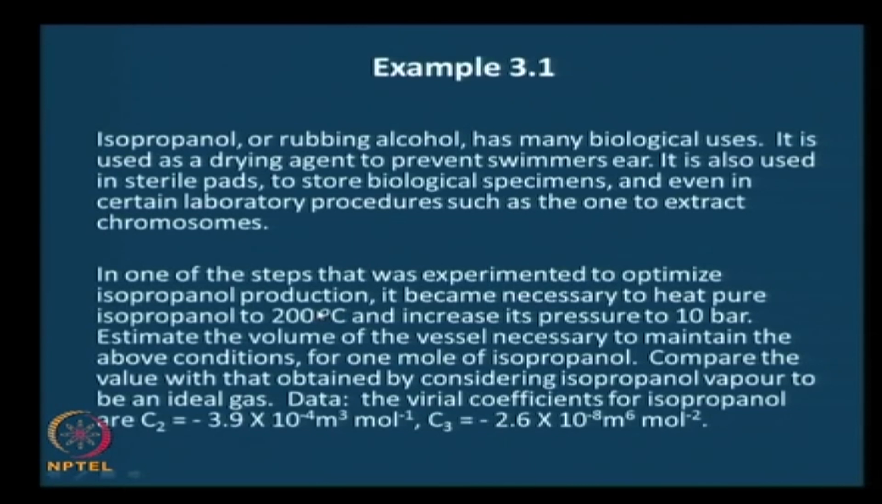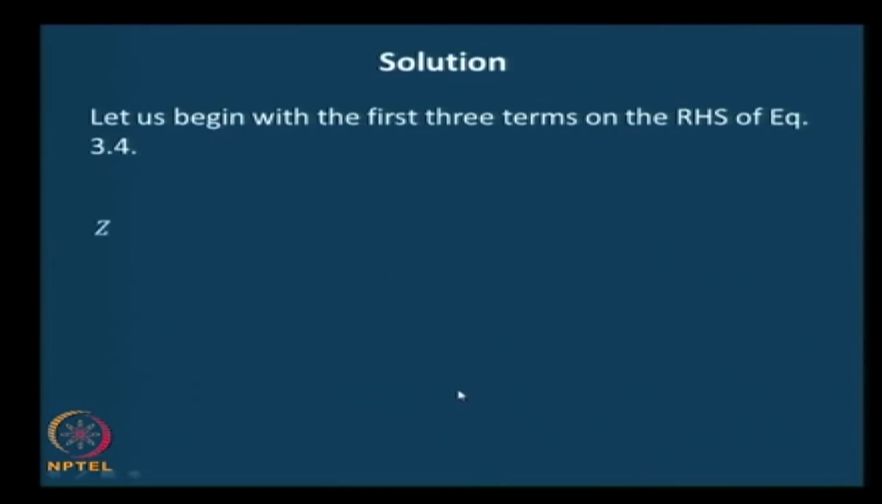This was the problem regarding isopropanol, and we said that we are looking at isopropanol at 200 degrees C and 10 bar, and we needed to estimate the volume of the vessel necessary to maintain the above conditions for 1 mole of isopropanol. Therefore, you have pressure and temperature here, and you are asked to find the specific volume, or the molar volume, for 1 mole. The virial coefficients in terms of the volume expansion, C2 and C3, were given, and then after a couple of hints we went ahead with the solution.